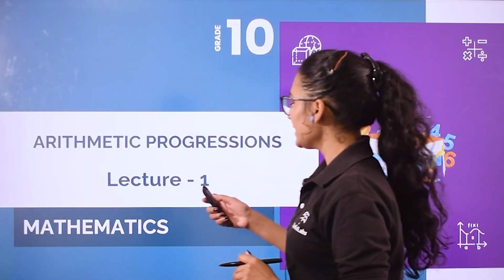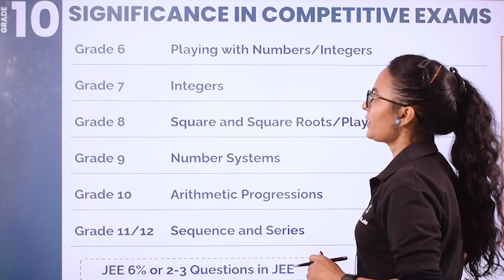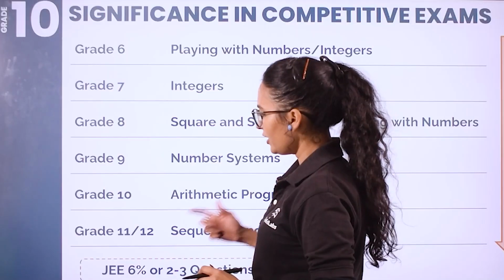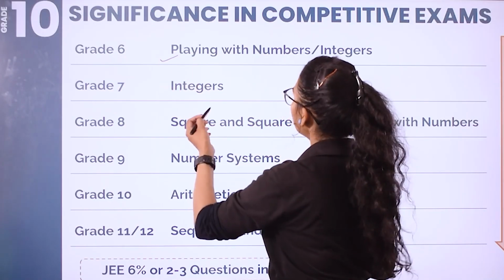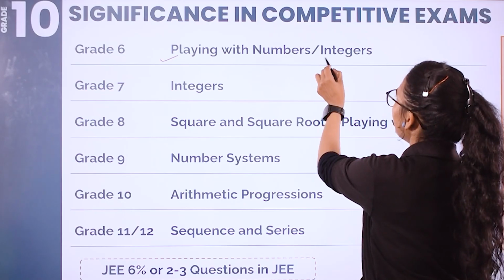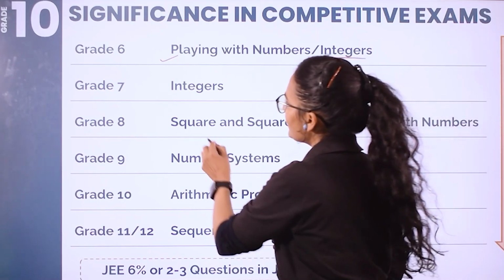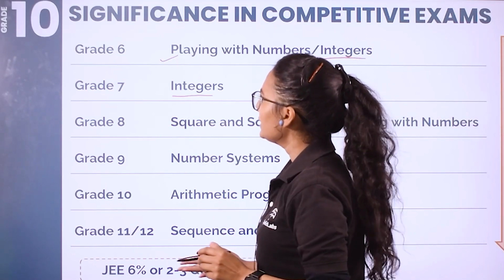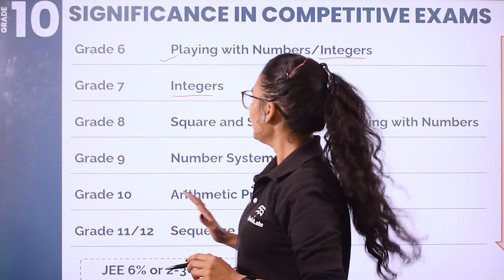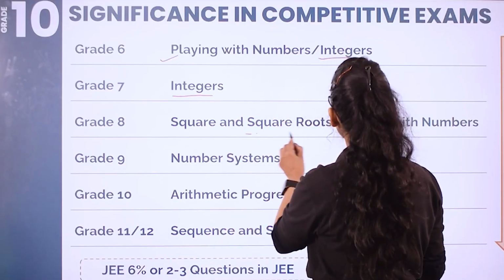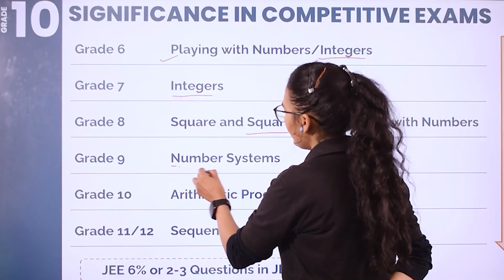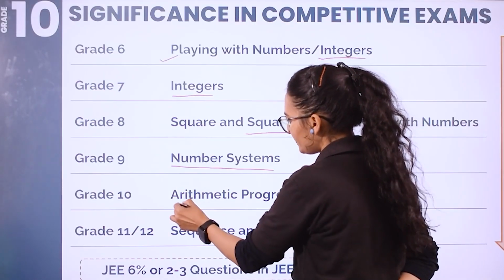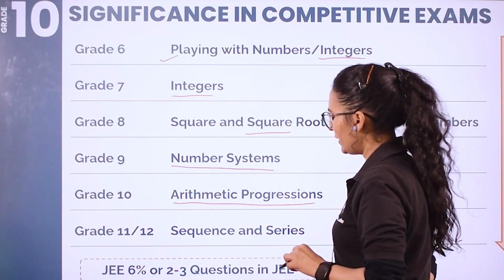First, we will see the significance of this particular chapter in your school level and your competitive exam level also, right? So we started with playing with numbers and whole numbers, integers in grade 6. Then we have seen integers, rational numbers in grade 7th. Then we have square and square roots, playing with numbers in grade 8th. Then in grade 9th, we have number systems. And now in grade 10th, we have arithmetic progression.